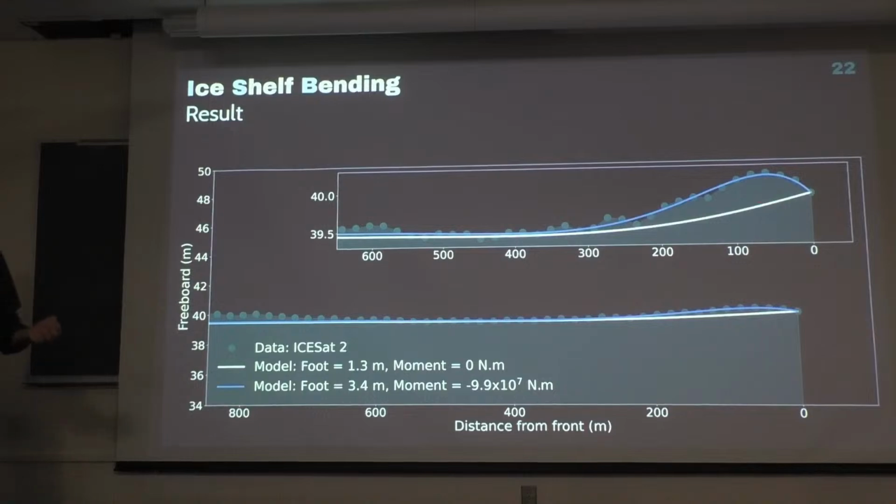This is an interesting example, because it shows that for this transect you need the combination of a foot and a negative moment to create this deformation. So you need to have a foot at this location to observe this transect.